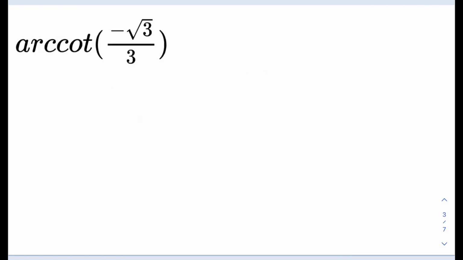Okay. First example I'm going to look at is arc cotangent, and I wanted to do this one because I wanted to mention arc. Arc sine, arc cos, arc tan, arc cosecant, all of those things are the same thing as inverse sine, cosine, tangent, and all the others. So we're going to treat this the same. This is the same as cotangent inverse of negative radical 3 over 3.